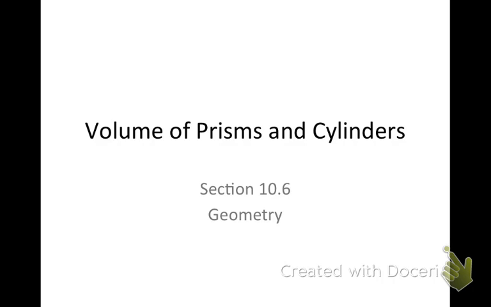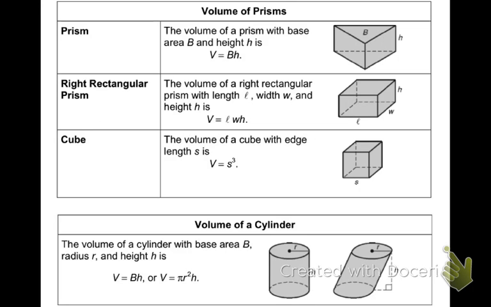If you look around the room, all the formulas that start with a V, those are the volume formulas. They're the second column over there, the ones with the V. Okay, so volume of prisms here.